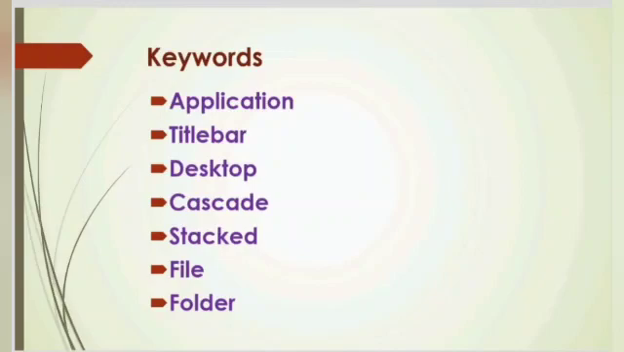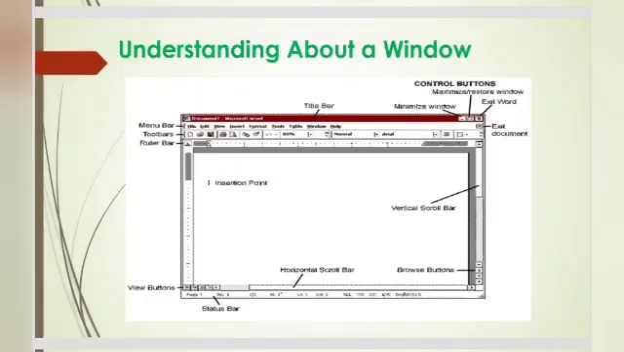Look at this picture. We have to understand about a window. This is a window screen. Whenever we open an application, file or folder on our computer, it appears on the screen in a rectangular box called a window. It is a separate viewing area which displays its contents.